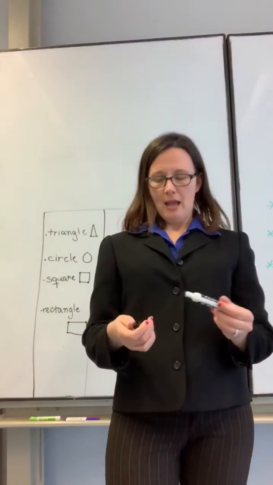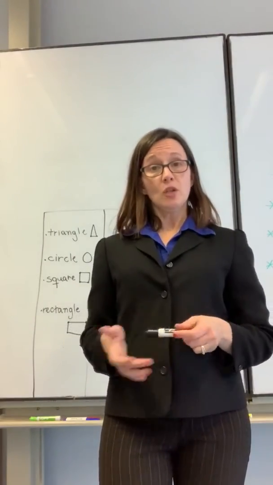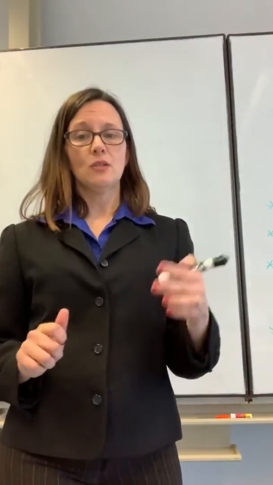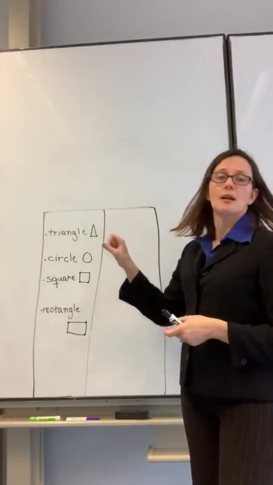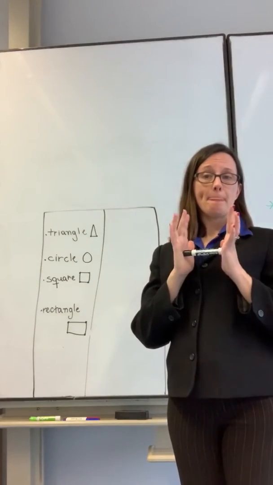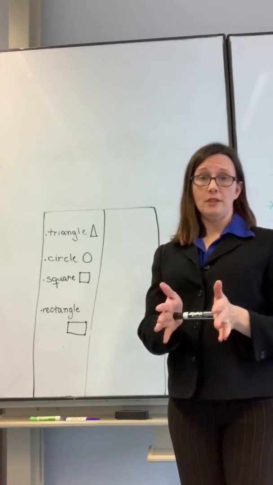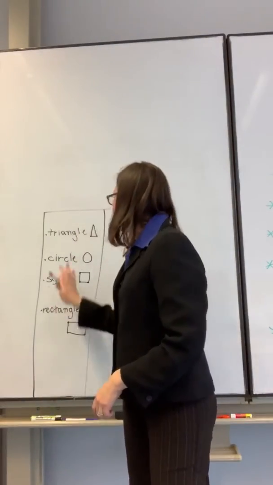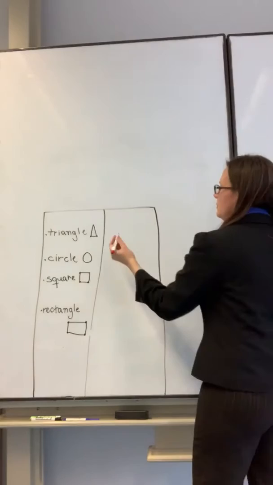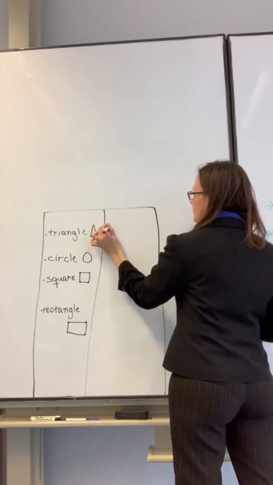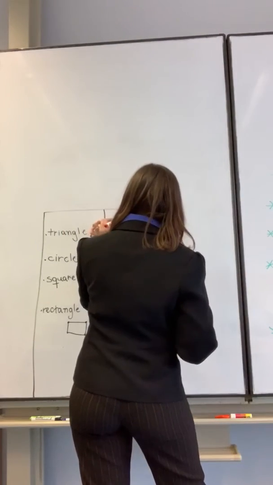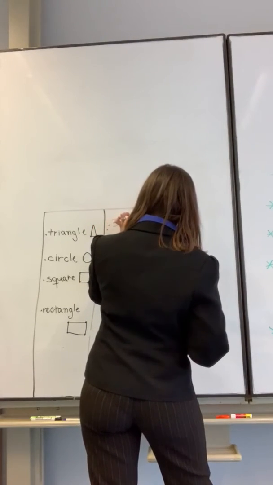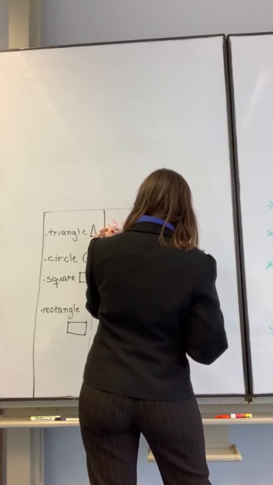Then you would invite some students to come to the whiteboard, and you would ask them to write the defining attributes of the shape. So for the triangle, they would be able to write that it has 3 sides. That will never change on a triangle, and it's closed.